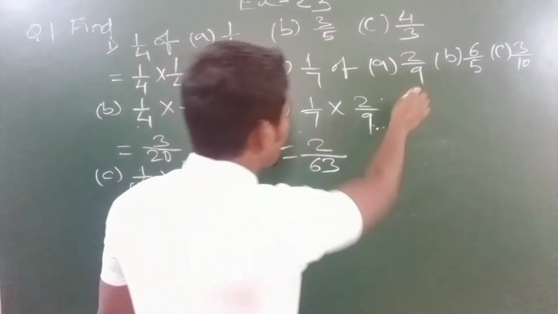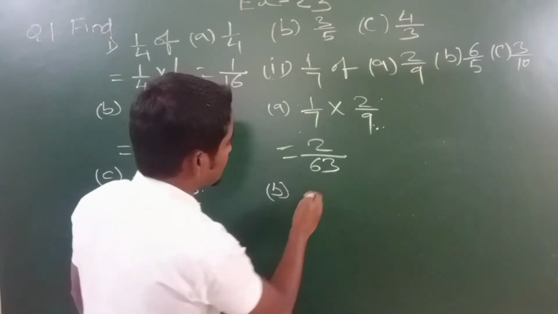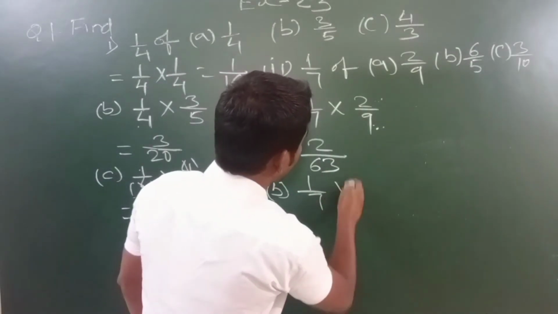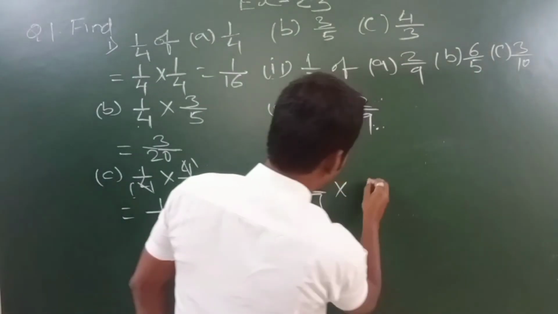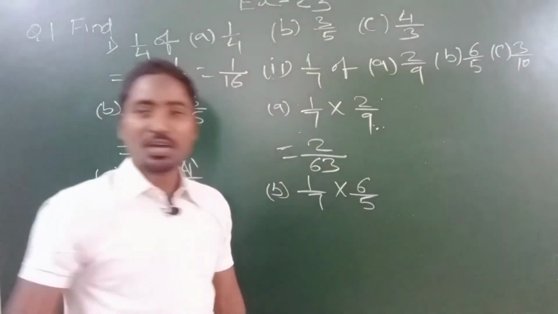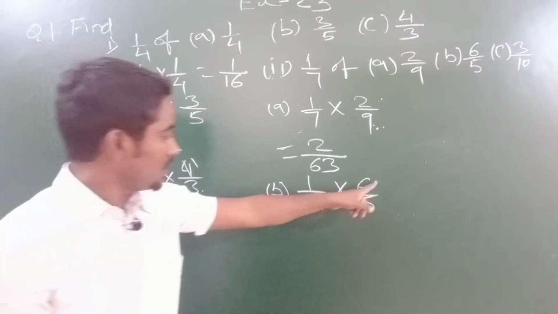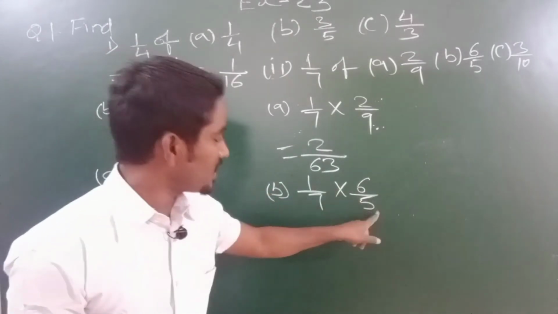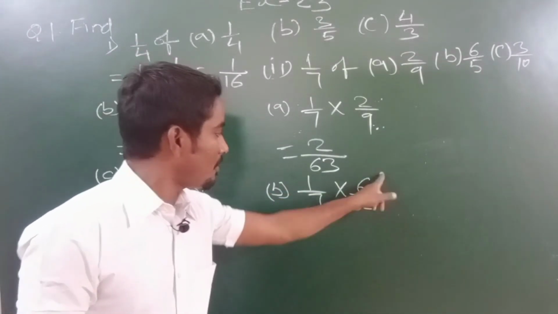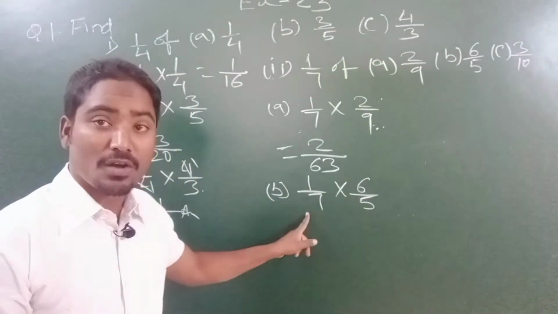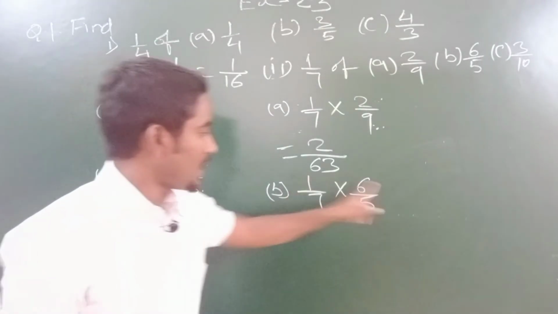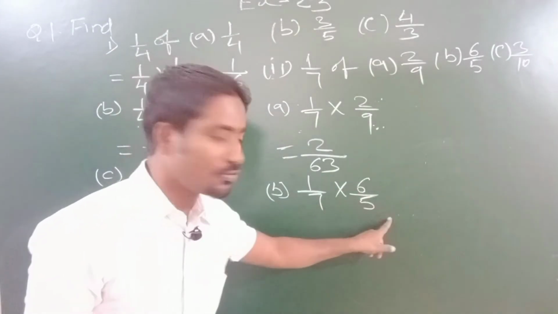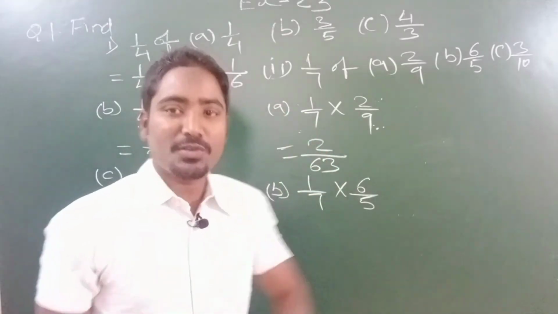Now move to the next part, B. B is 1 by 7 of 6 upon 5. Again find out the common factor. Is there any common factor? No. So multiply the numerators, multiply the denominators, and then that will be your final answer.